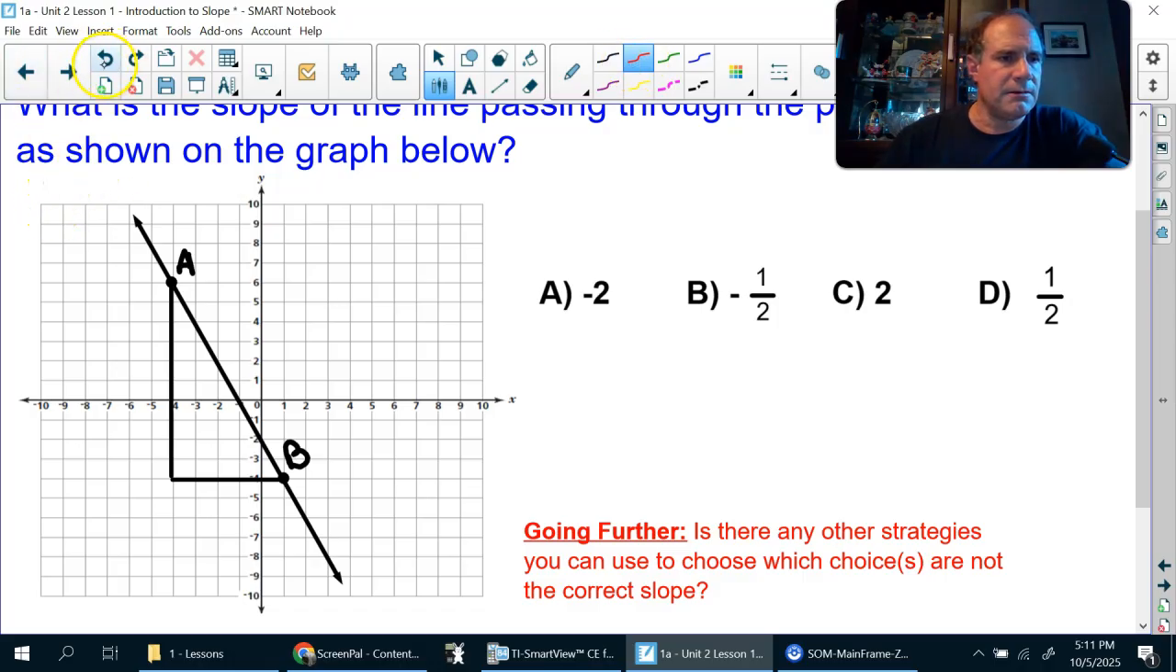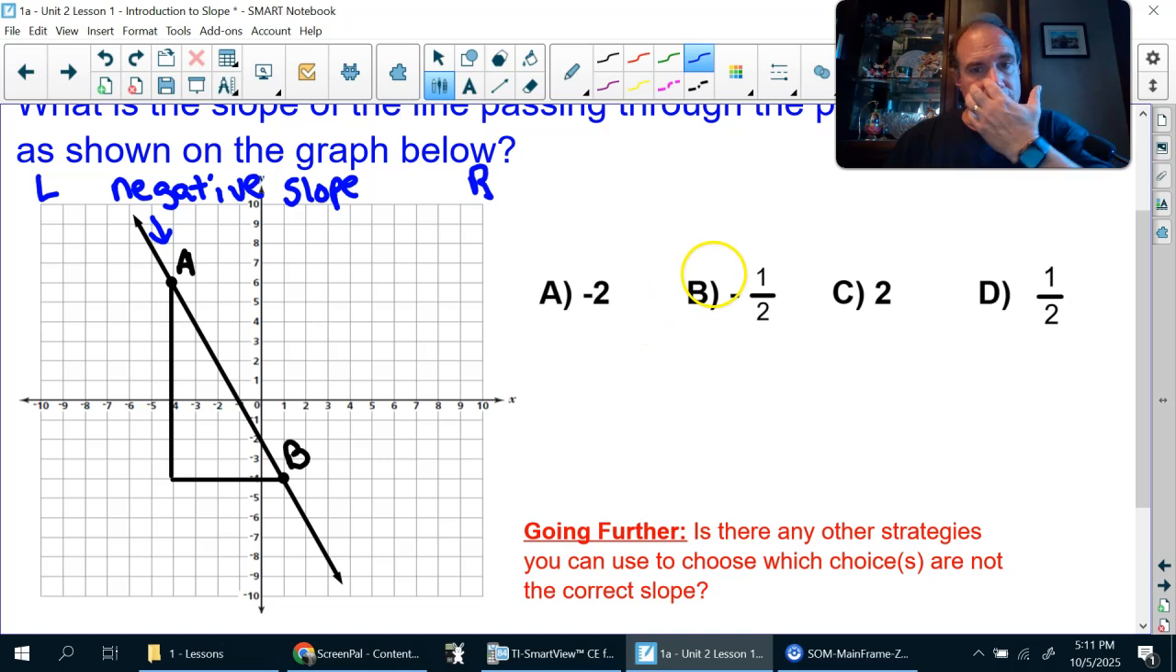Hopefully we could get that done. And it should be very simple, L and R. And this goes down from left to right, so this is negative. So the slope is negative. It goes down. So that means this is gone and this is gone because those are positive slopes. You can't pick them. Right?